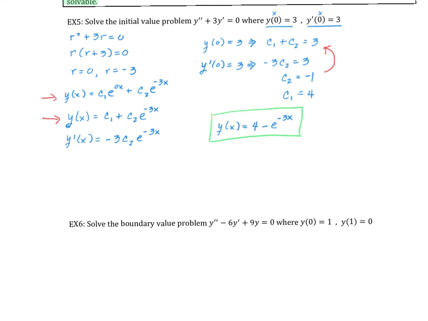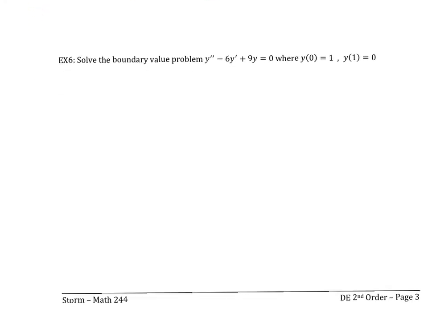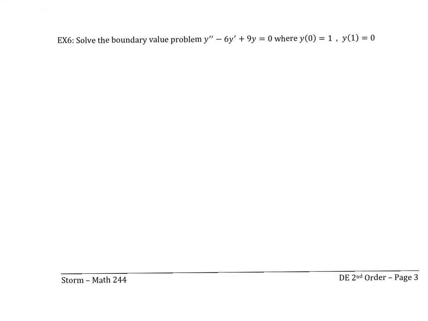We'll just do one last problem, and then we're done for this section. Example 6, again, we're going to solve this boundary value problem. We have our differential equation, and we have two conditions. For this particular problem, notice that I just have y of 0 and y of 1. The conditions don't have anything to do with the derivatives, which is fine. We'll just proceed like we normally would.